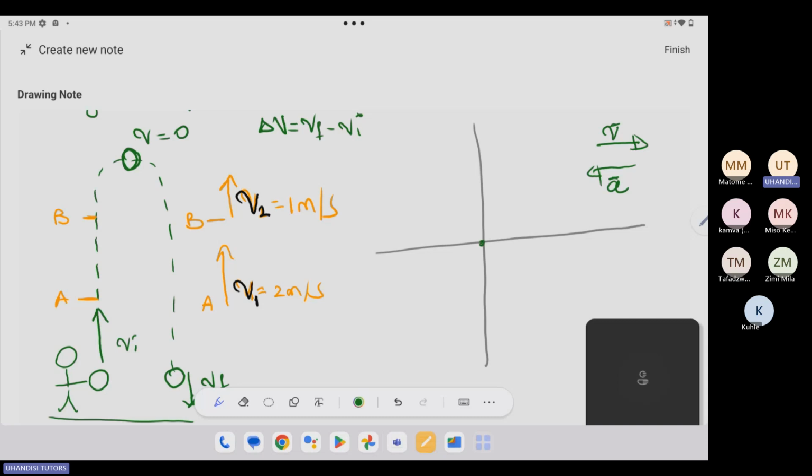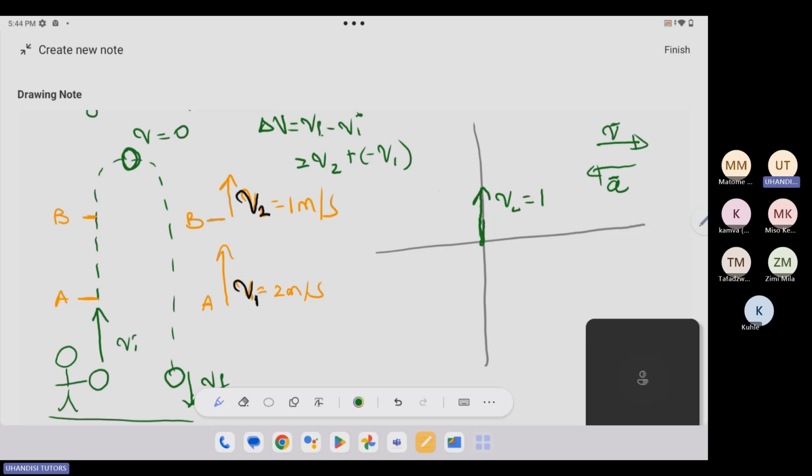Okay, so I'm going to start at the origin. Now this equation says that we must take the final velocity vector and add it to the initial velocity vector. Our final velocity vector is v2. So you have v2 pointed upwards. It has a magnitude of 1 meter per second. So this is v2 with a magnitude of 1.